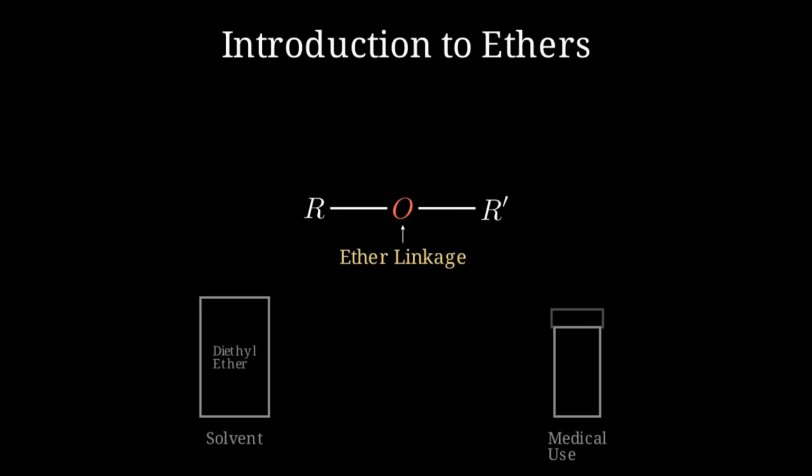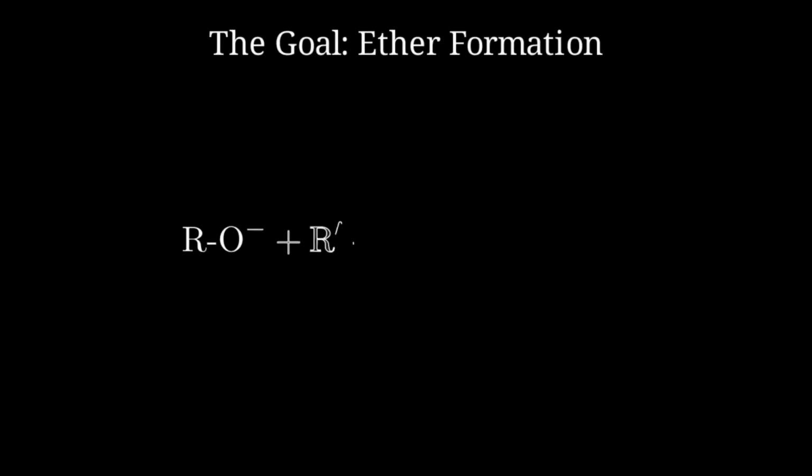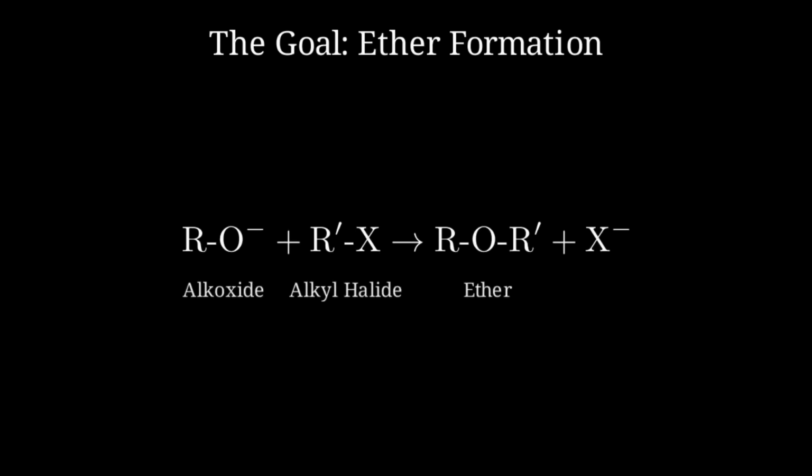Ethers are vital compounds in both organic chemistry and medicine, characterized by an oxygen atom bonded to two alkyl groups. Today, we will explore the most common method for creating them, the Williamson Ether Synthesis, and how to optimize its success. The Williamson Ether Synthesis is a classic substitution reaction. By reacting an alkoxide nucleophile with an alkyl halide, we can create a wide variety of symmetrical and asymmetrical ethers through a predictable chemical pathway.